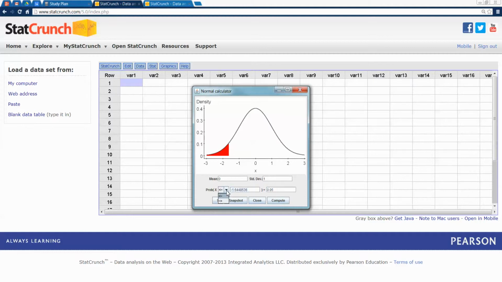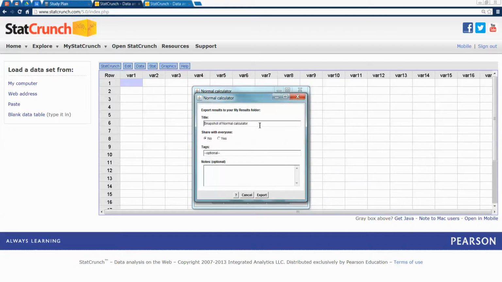If you want to do right-tailed, you would just flip it the other way, say 0.05 over here, compute, and there it is. So there's a little red bit, 0.05, and there's that. But I actually wanted left-tailed, so 0.05, and then I'm going to take a snapshot. I'm going to call it 10 to 5, number 1. Pick 1. Export.